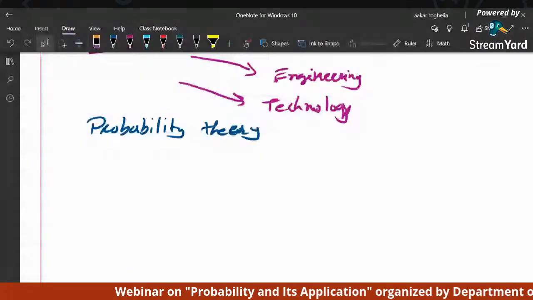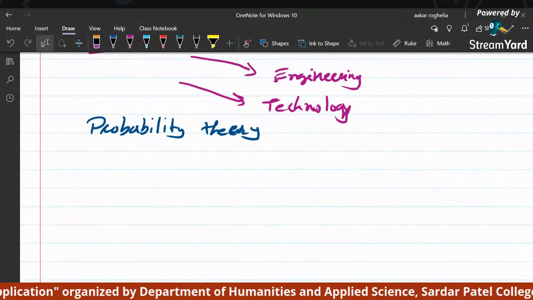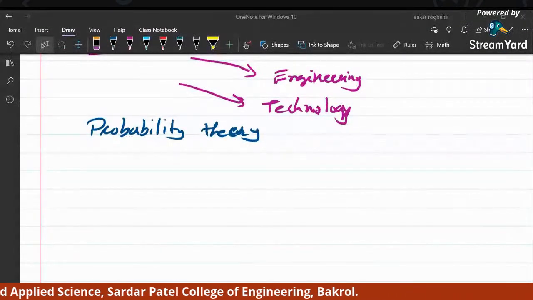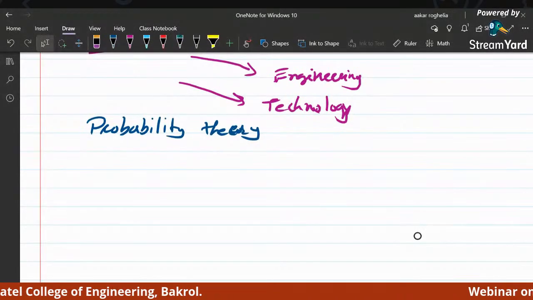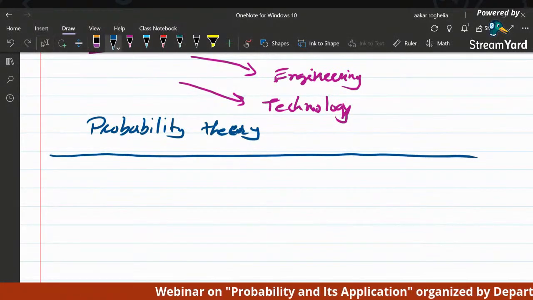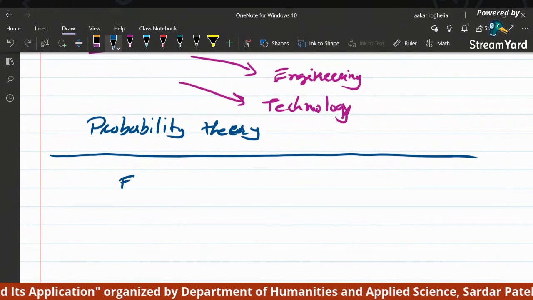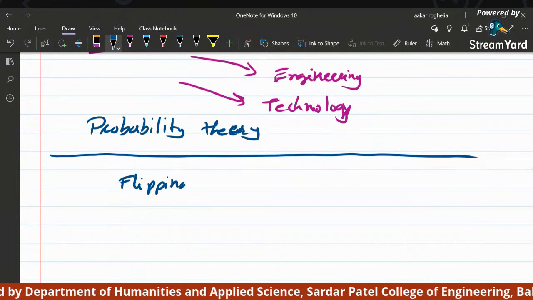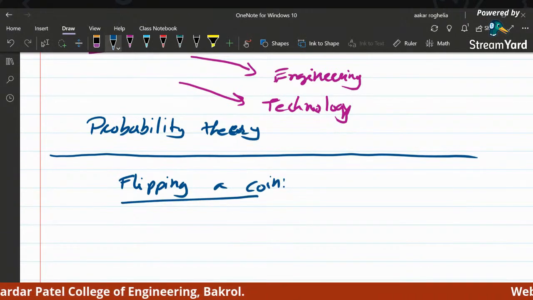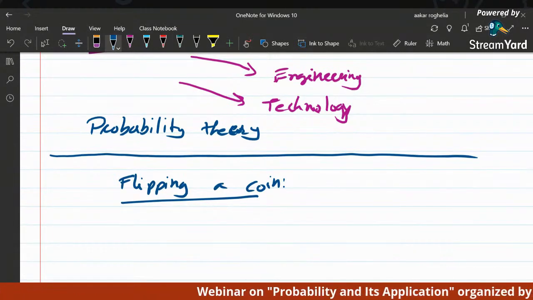Now, when you want to talk about this thing, let us see some specific applications of this probability. We'll start with a very simple example to begin with, and that simple example is our very famous example of flipping a coin. Because whenever we talk about probability, we always talk about this particular experiment of flipping a balanced coin.